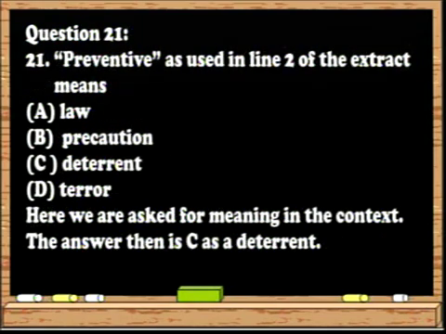Question 21. Preventive, as used in line 2 of the extract, means A. Law, B. Precaution, C. Deterrent, D. Terror. Here we are asked for meaning in the context. The answer then is C, as a deterrent.